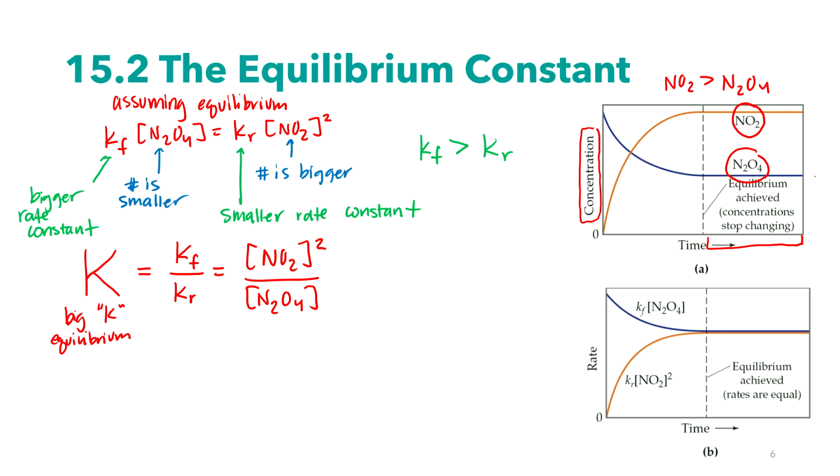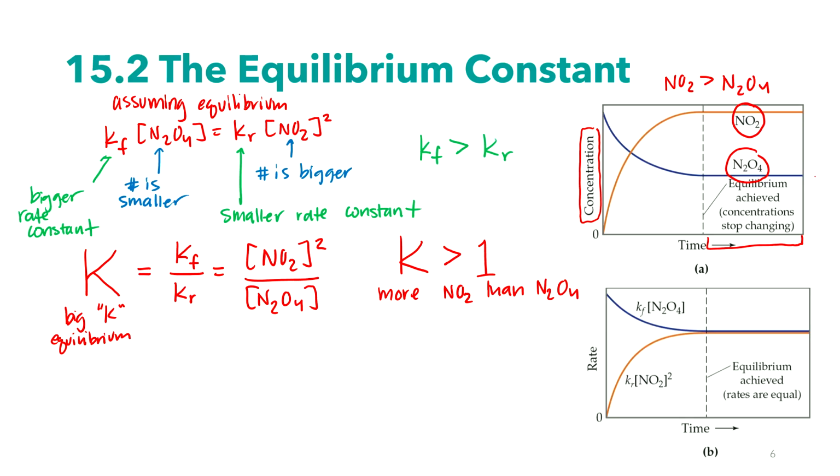All right? So we know from this now, I already told you that NO2, we looked at it, we said that it was greater than N2O4. So in this case, big K would be greater than 1, right? Because I have more NO2 than N2O4.